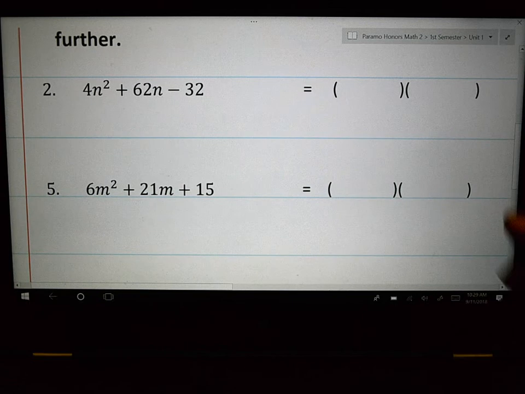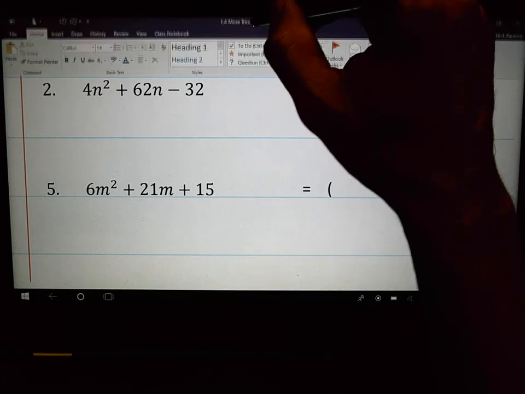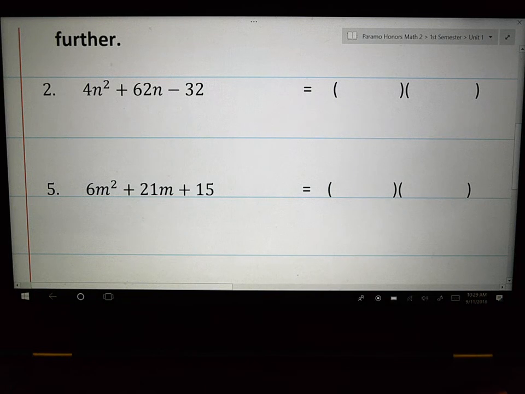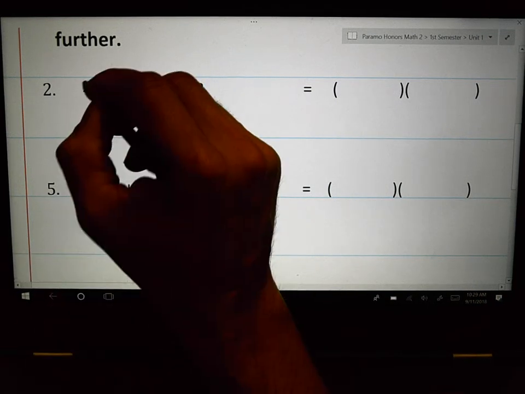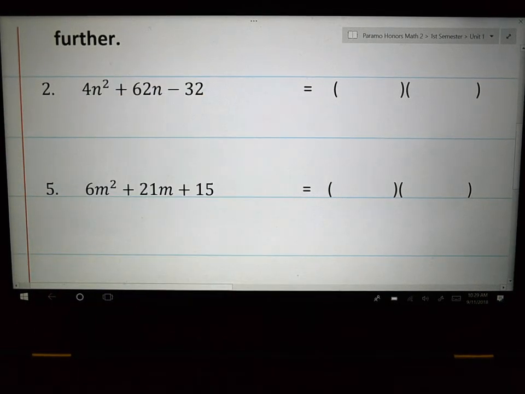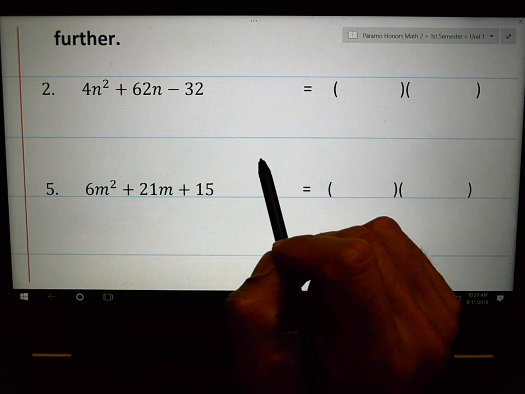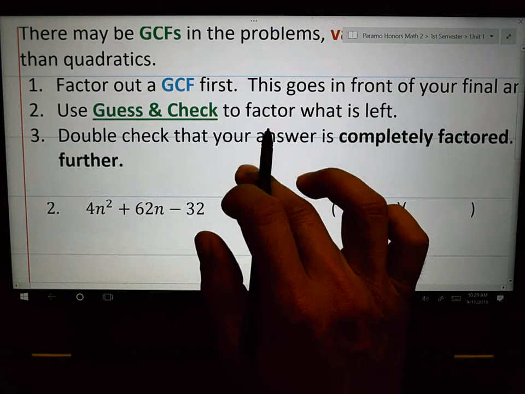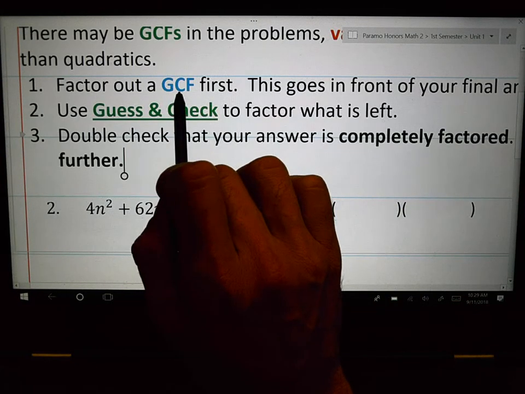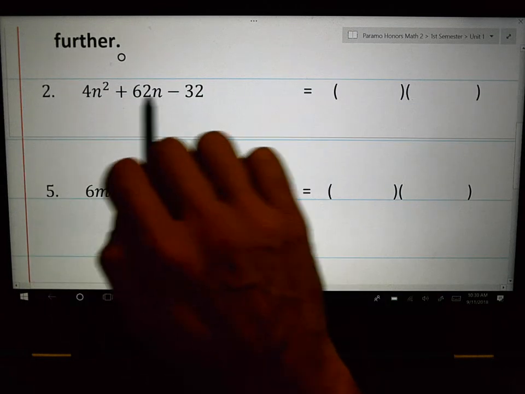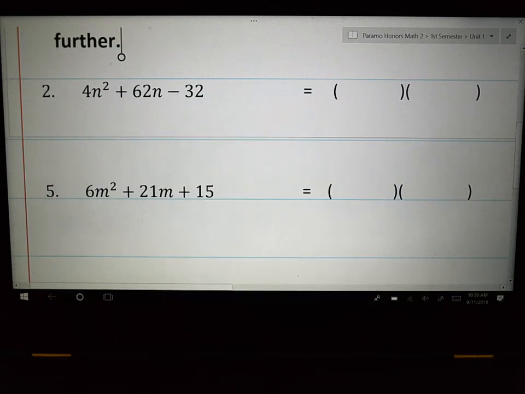I'm going to start with number 2. And the way that we talked about it before is, normally you would jump right into the factoring thing. But what we're going to try this time is factoring out a GCF first. Is there a GCF of all 3 terms? Always check that first. If there is, say what that GCF is out loud.